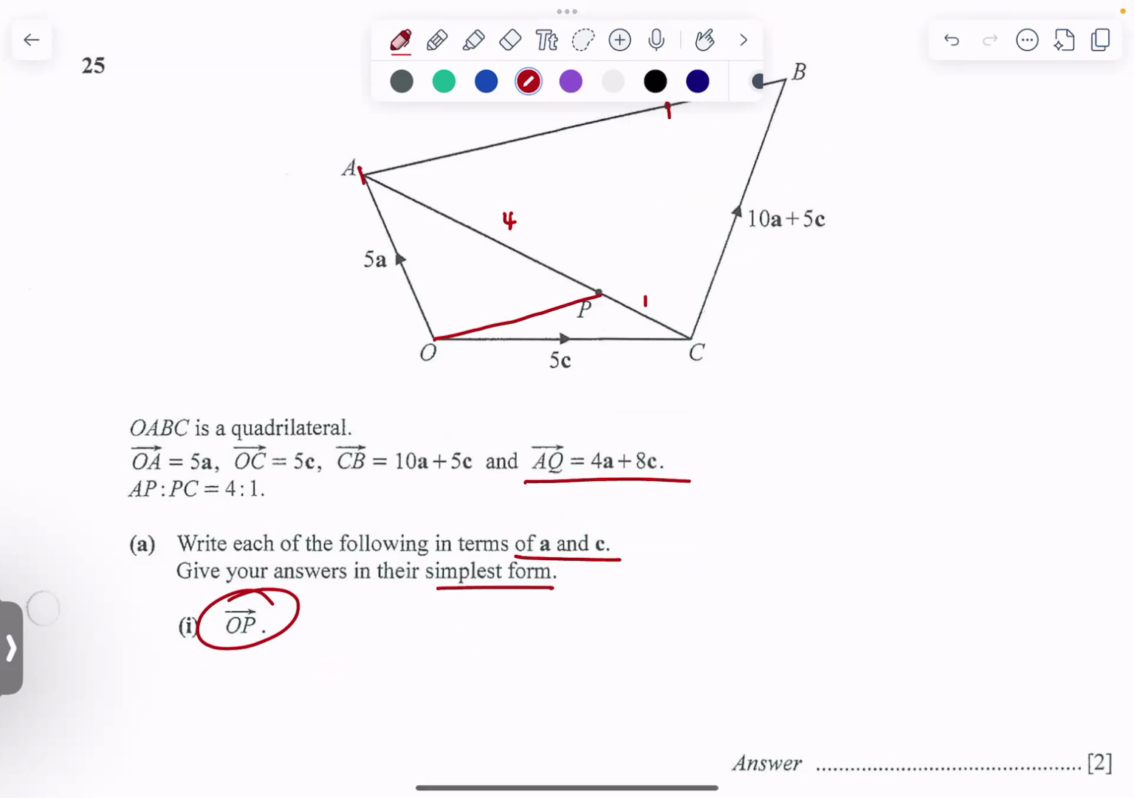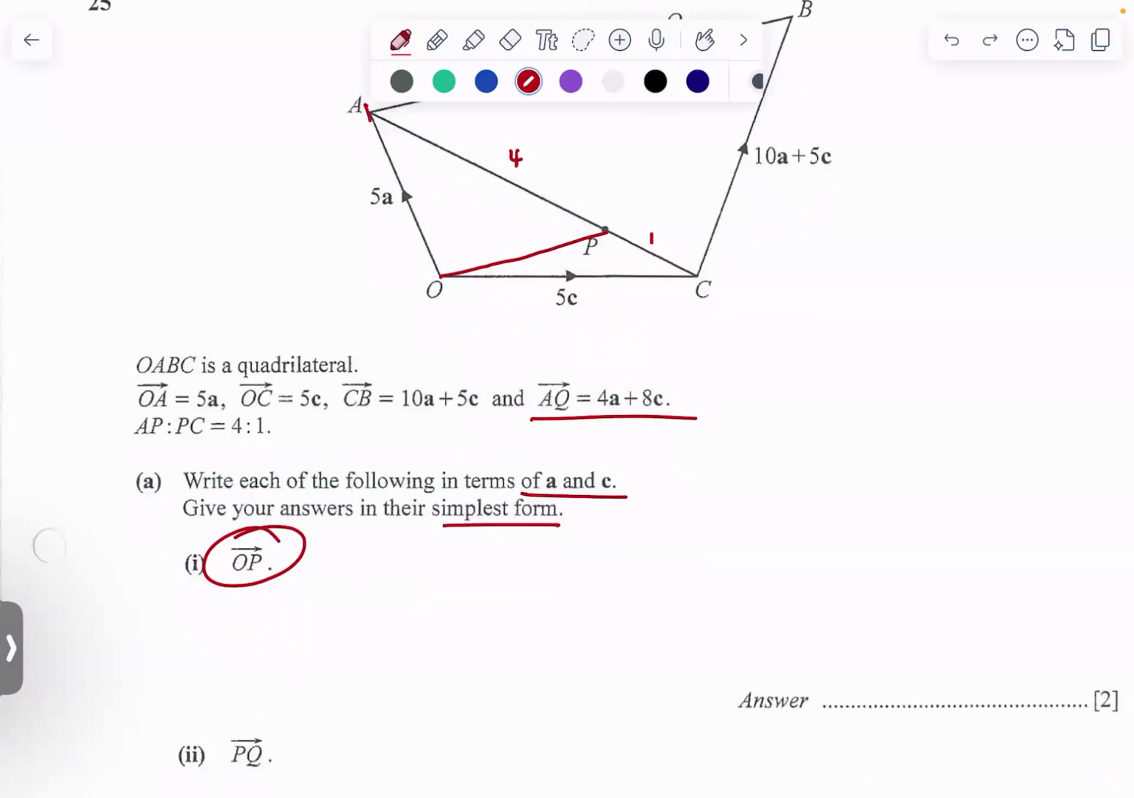Okay, so let's get straight into it. To find OP, there's two ways you can find OP. It's either we find this length here or we use this length, right? It's either we use the one with unit 4 or the one with a unit of 1. But either way, we need to find AC. So AC is actually equal to AO plus OC, right? And that's equal to minus 5A plus 5C.